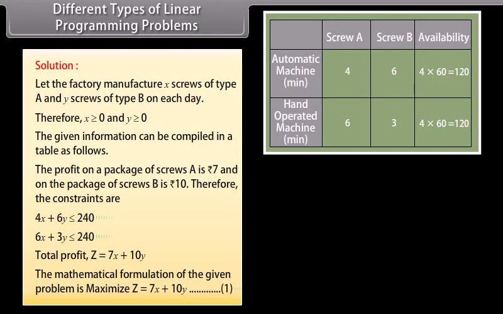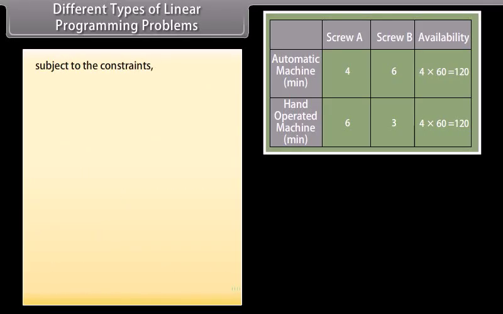The mathematical formulation of the given problem is: maximize Z = 7x + 10y, mark it as equation 1, subject to the constraints 4x + 6y ≤ 240, mark it as equation 2, 6x + 3y ≤ 240, mark it as equation 3, and x, y ≥ 0.